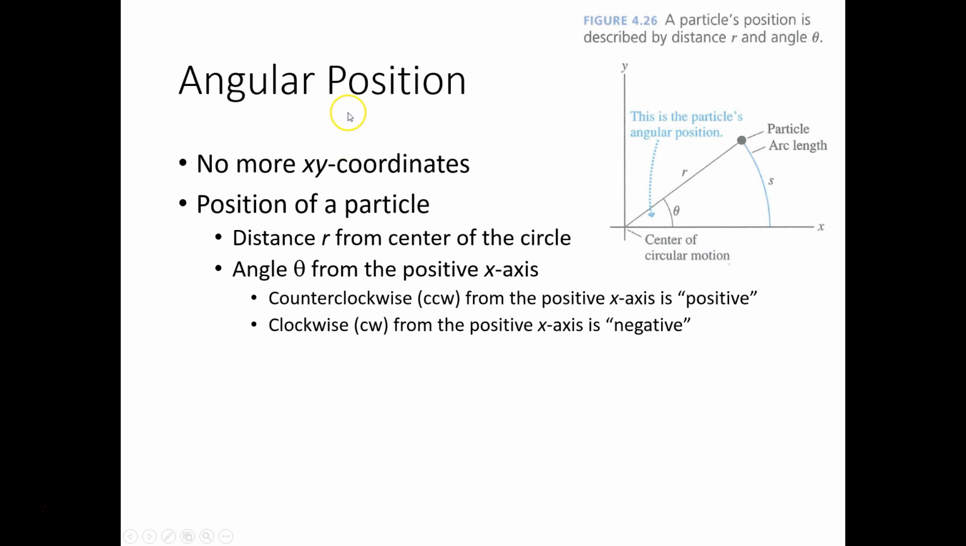For the next thing, we're going to talk about angular position. So now we don't have x-y coordinates anymore. Instead, we're talking about the position of a particle, looking at its distance from the center. So if we say this is the center of circular motion, here's our particle, we have our distance r. And we also talk about our angle from the positive axis. So here's our angle. If we go counterclockwise, in this direction, then we say that it's positive. If we go the other way, if we start here and come around, then we say that that is negative. And so you want to get used to that.